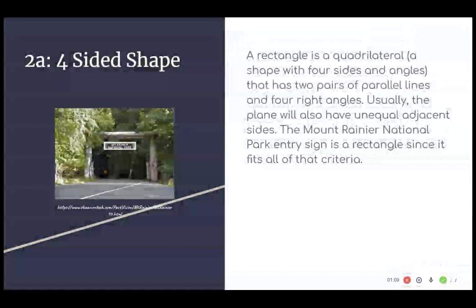A rectangle is a quadrilateral that has 2 pairs of parallel lines and 4 right angles. Usually the plane will also have unequal adjacent sides. The Mount Rainier National Park entry sign is a rectangle since it fits all that criteria.